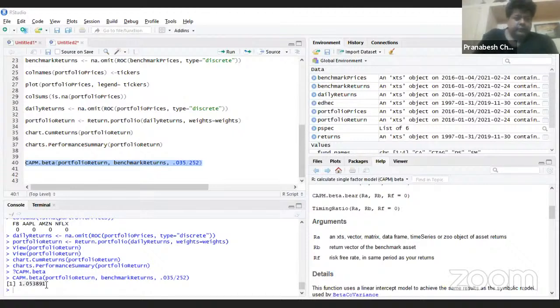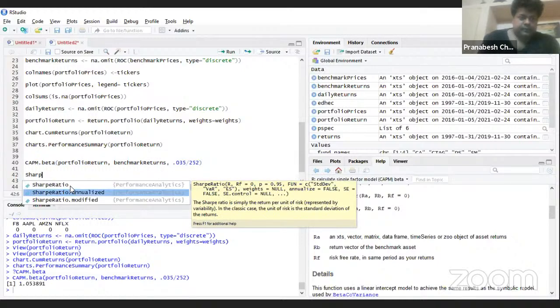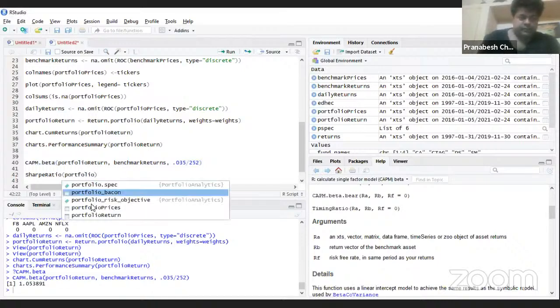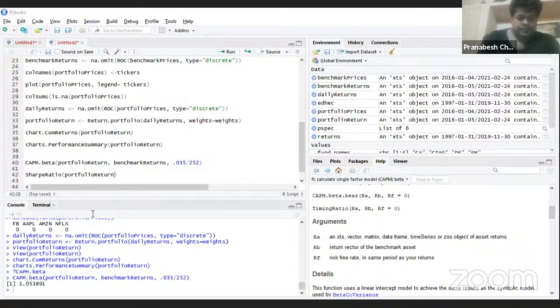Let's calculate our Sharpe ratio. One more thing. What is Sharpe ratio? Anyone knows? It is a measure of risk versus return. Correct, correct. I will quickly go to that slide also.